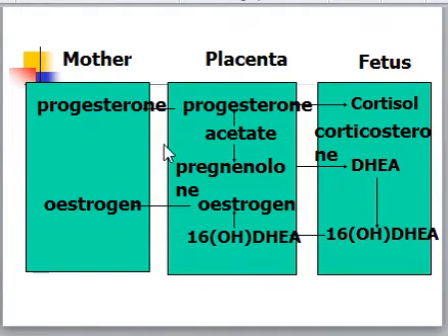So this is the first one, the progesterone. The progesterone is formed in the placenta, and changes are made in the pregnenolone, which is converted to dehydroepiandrosterone. This is 16-hydroxylated to 16-hydroxy dehydroepiandrosterone sulfate, and it comes from the fetus to the placenta again. There it is converted to estrogen. Once it becomes estrogen, it reaches the mother.